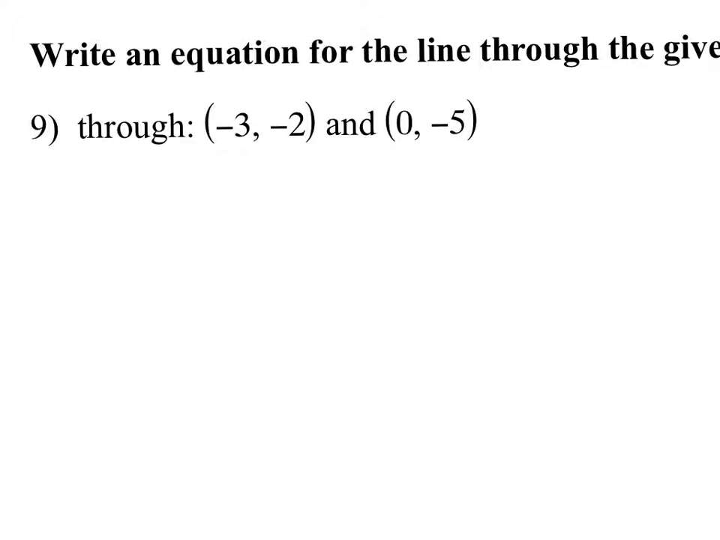Next up, we've got to write an equation for a line through 2 points. The first thing I notice is that I happen to know the y-intercept. So I don't have to use point slope. I can use y equals mx plus b very easily from this. I also know I need to find the slope. That's negative 2 minus negative 5 over negative 3 minus 0.